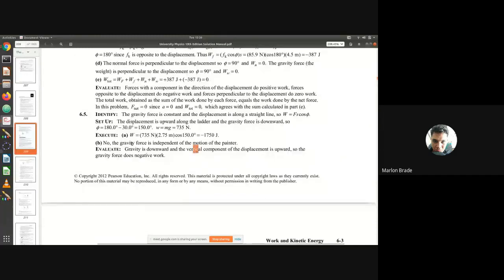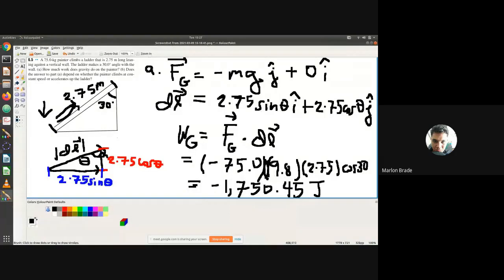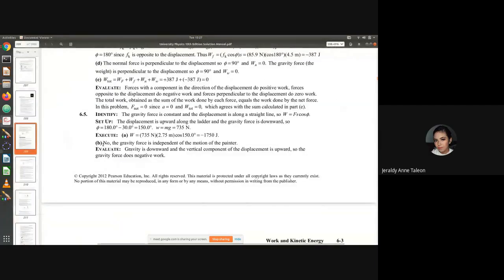Wala niyang istorya but I will explain next. So dependent ba kung maglakaw siya? Hindi, sir. Gravity force is dependent on the motion of the painter.